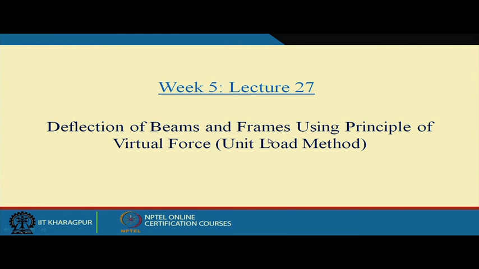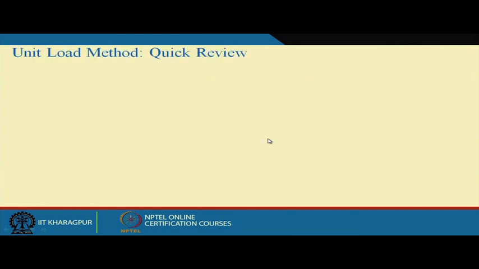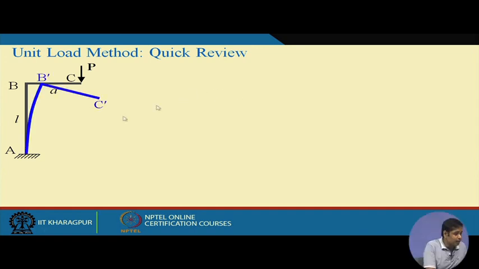Okay. So, let us quickly review what the unit load method is. Suppose we have a frame here. If you remember, we already obtained the bending moment and shear force diagram for this frame, and we have also seen the deflected shape for this frame in the last class. So, this is the deflected shape. Point B comes to B dash and point C comes to C dash. So, let us see what the deflection at point C is.